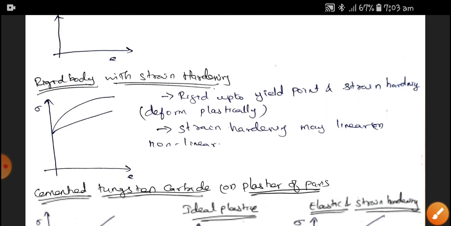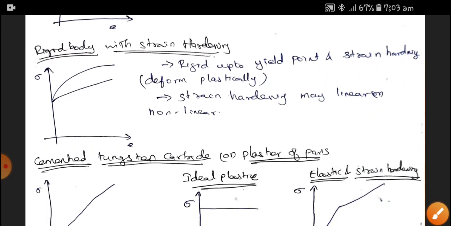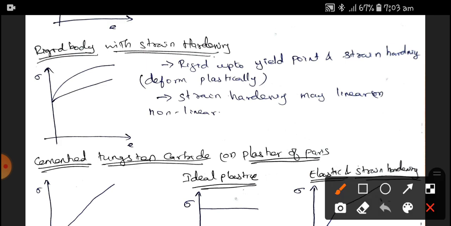Next is the rigid body with strain hardening. After a certain point, it will produce some strain values. It is rigid up to the yield point, sorry, this is the yield point. Up to the yield point, the material will be rigid. After the yield point, strain hardening will occur. Strain hardening may be linear or non-linear, according to the material.